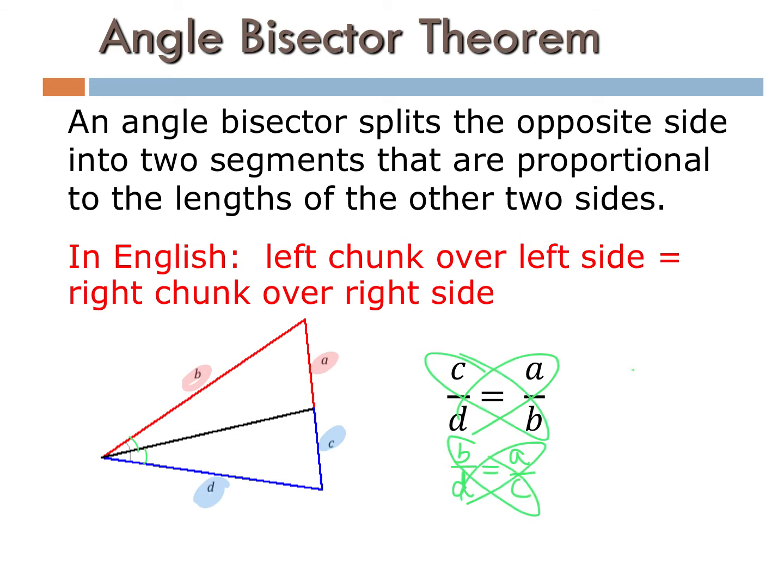I could have written C over A. If I go C over A, I have to be consistent with my pattern. It would be D over B. And hopefully you see that the cross products are still the same. So again, don't get too hung up on trying to memorize that it has to be these letters in this triangle. As long as you're consistent, your proportions can be written many different ways.